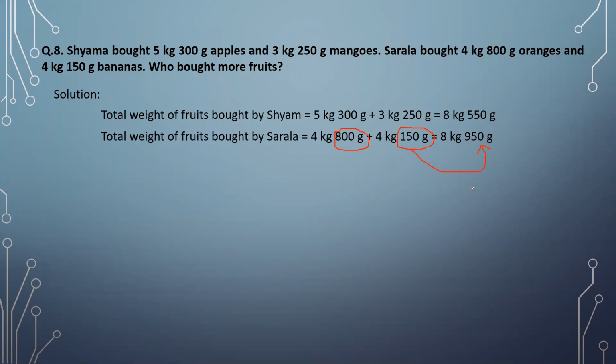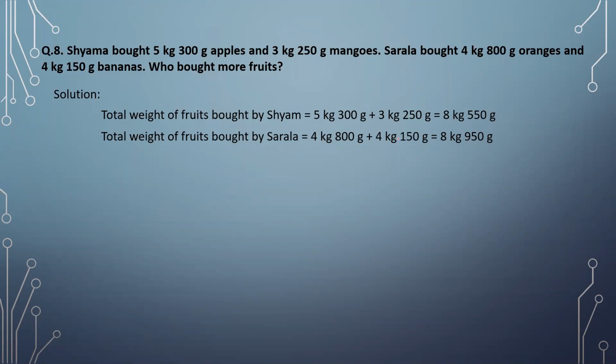Now we have to add the remaining values, that means the kilogram values. So 4 kilogram plus 4 kilogram means 4 plus 4, which is 8 kilogram. So therefore Sarla bought a total of 8 kilogram 950 grams. That means the total weight of the fruits bought by Sarla is 8 kilogram and 950 grams.